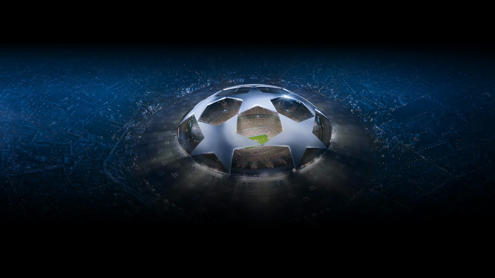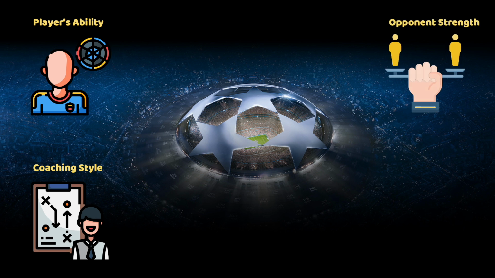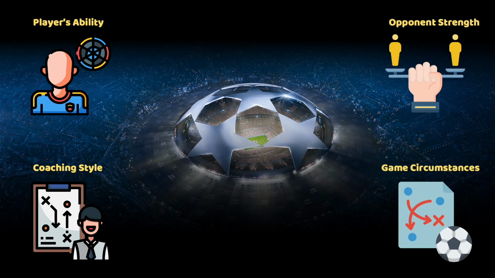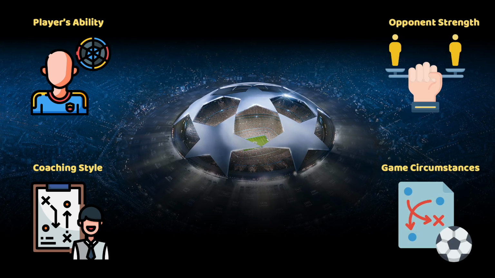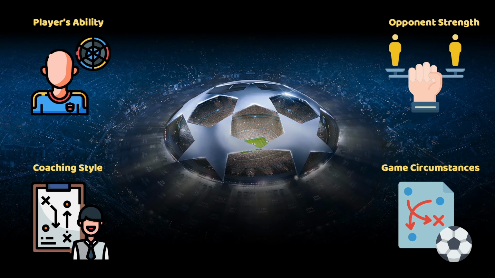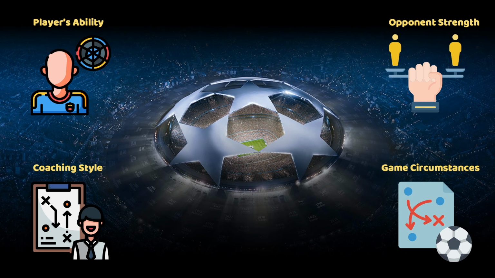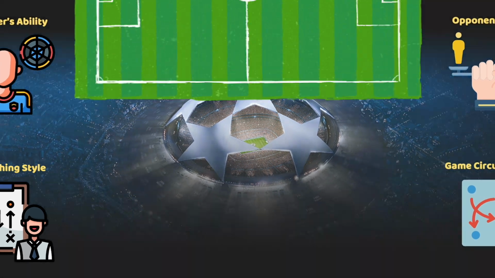Transitioning to the modern era, the fundamental components of modern football systems are shaped by various factors such as player abilities, coaching style, opponent strength, and game circumstances. For instance, in a scenario where your team is losing 0-1 with only 2 minutes remaining, employing a defensive strategy may not be the most effective approach.